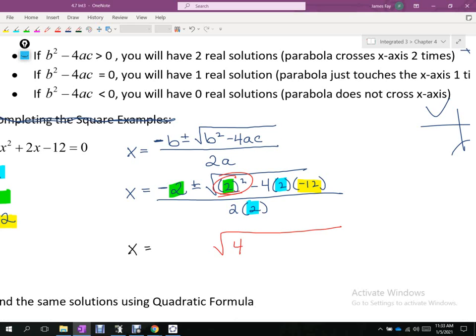Then I'll take negative 8 and multiply it by negative 12. What's a negative times a negative? Positive. And 8 times 12 is 96. Everything else stays, it's still a -2 plus or minus outside. Can I do this multiplication on the bottom? 2 times 2? Change that to 4.